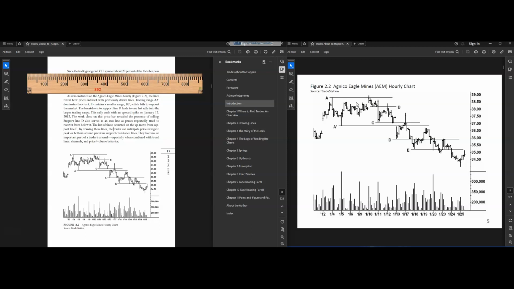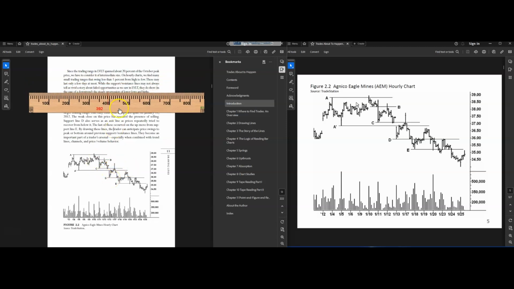But there's one really important point to note. Why do we draw the lines? Because that is where the pullbacks have a tendency to terminate. Meaning if you have a break and you have a pullback, that pullback has a tendency to terminate, and that allows you to initiate a new trade.